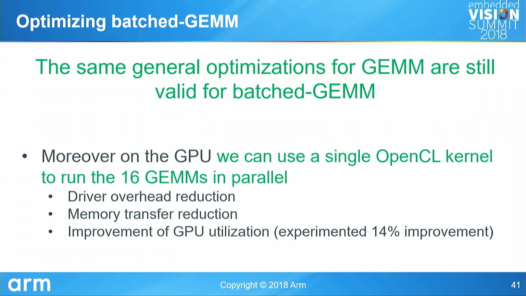So what does it mean? Essentially, we can dispatch a single job instead of dispatching 16 different jobs, okay? And this means reduction of the driver overhead. This also means reduction of the memory transfer at the same time and improvement of the GPU utilization. Why do we improve the GPU utilization? It's simple because since we increase the GPU workload, we have more threads, and with high probability, we can keep all the GPU cores busy at the same time.